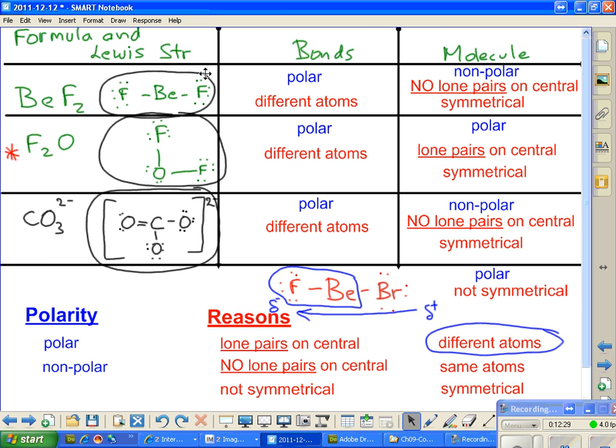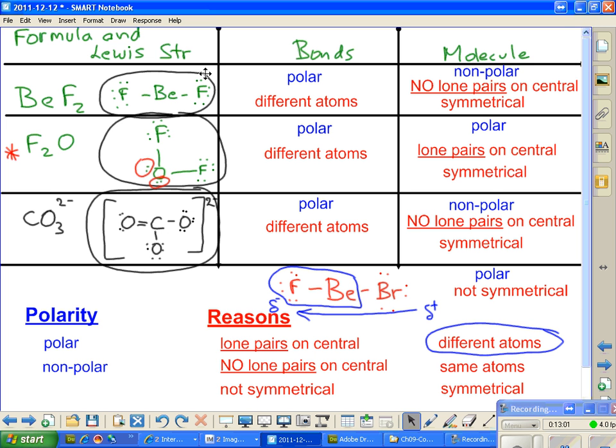And now let's go and figure him out on the molecule side. He is polar because he has lone pairs, and those lone pairs are right here. Okay, lone pairs on the central atom, which makes him a polar molecule. And he also has two fluorines. They must be the same, or they will not be symmetrical. And actually, if it were not symmetrical, it wouldn't matter. He'd still be polar. Okay?